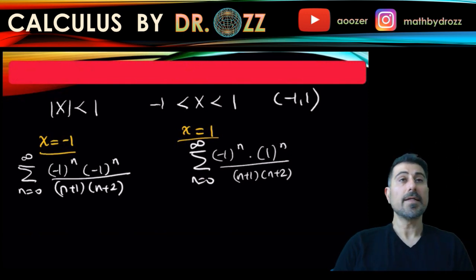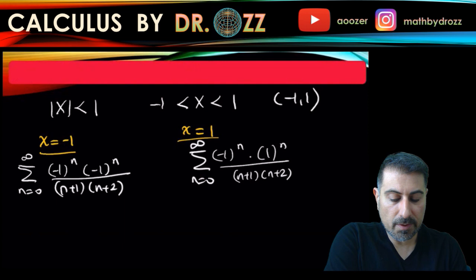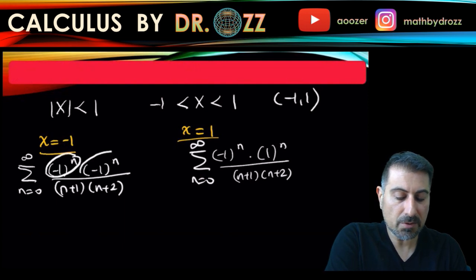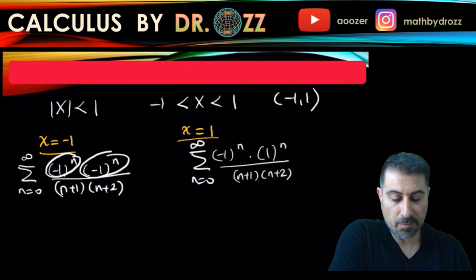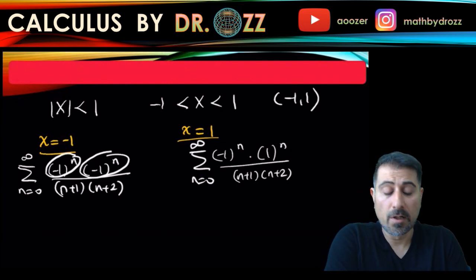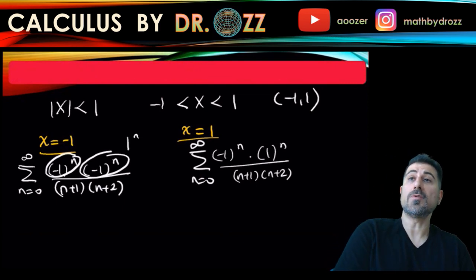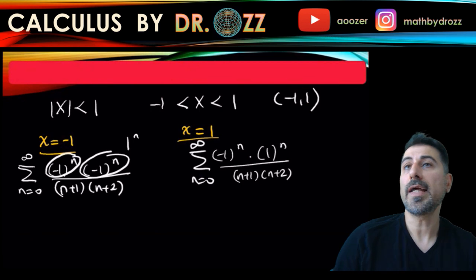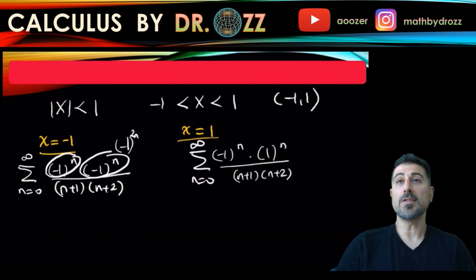Okay, let's try to simplify both series. Well, this is -1 to the n times -1 to the n, which is two exponentials with the same base. So you just multiply the bases, right? So it's 1 to the n, because -1 times -1 is 1, or you can add the exponents. You can write it as -1 to the 2n if that's easier for you.